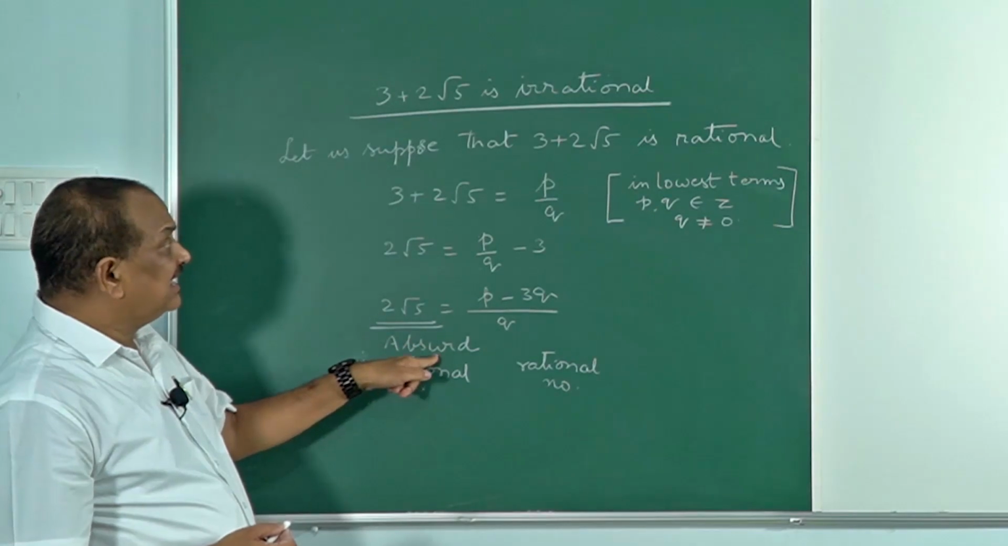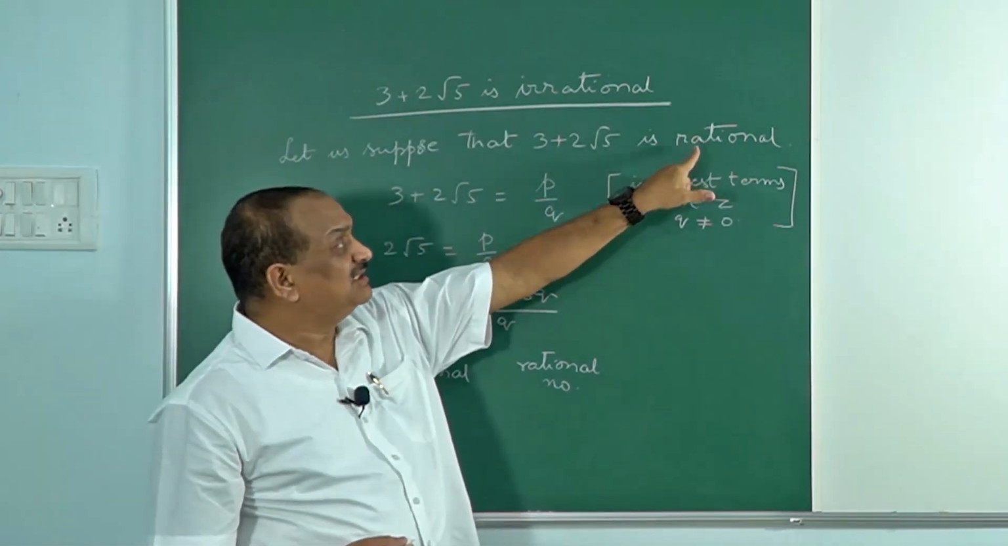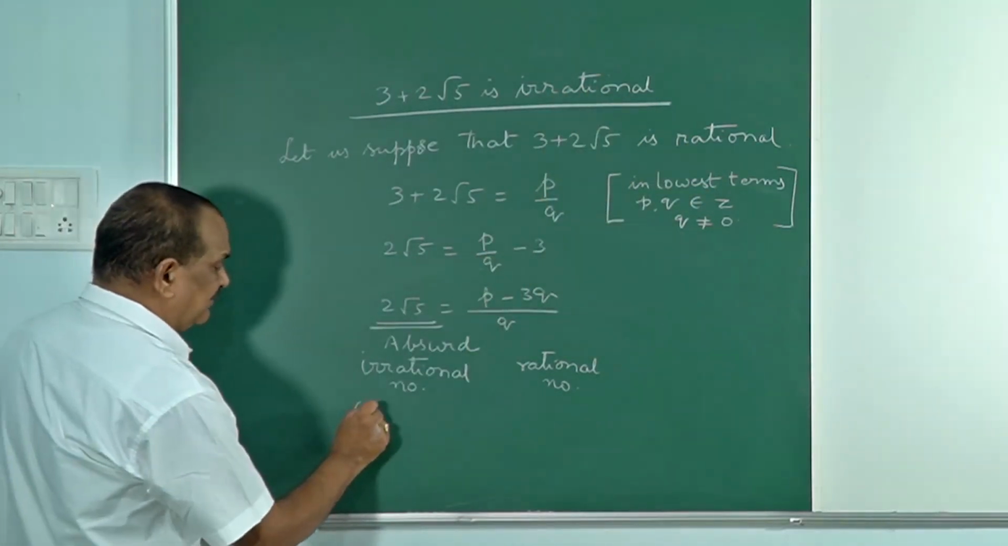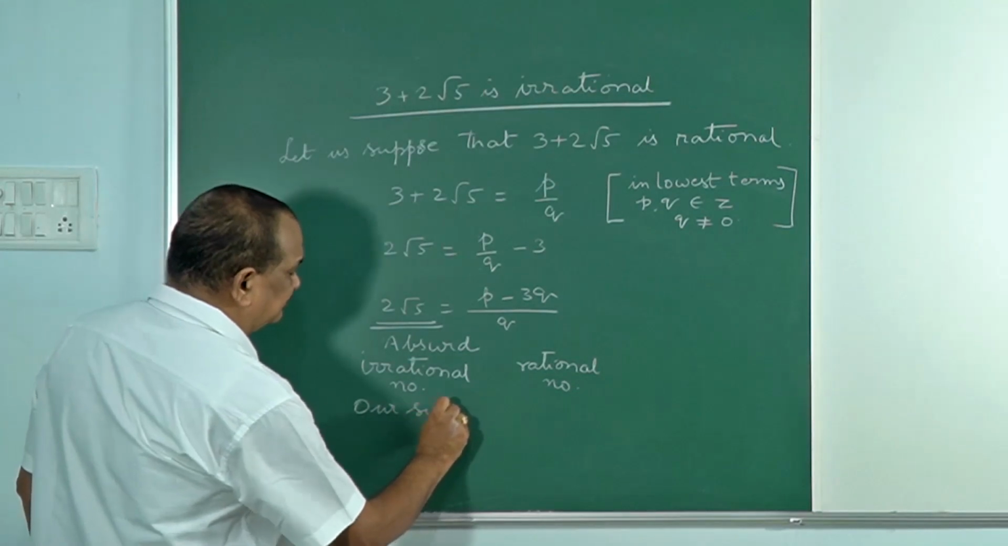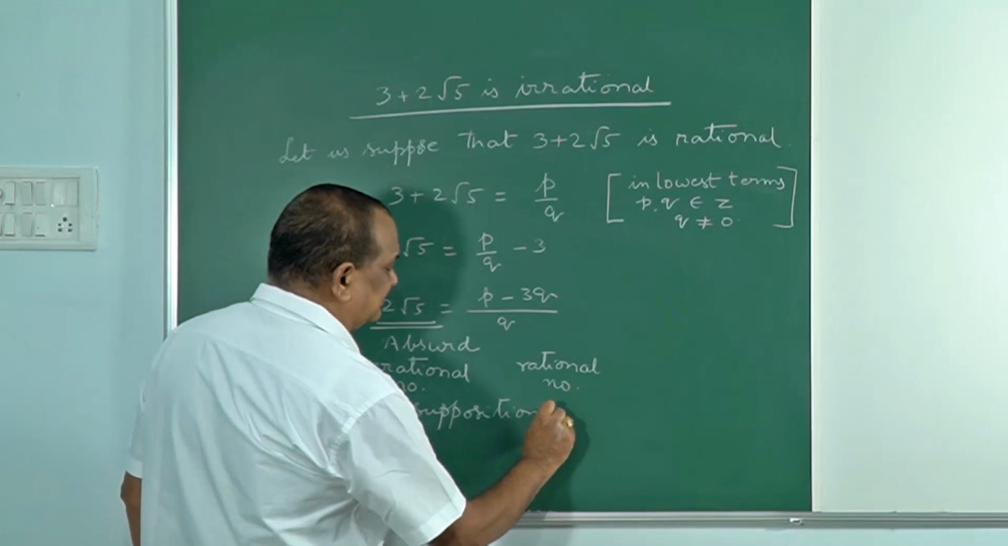Because this is an absurdity, our supposition is false. And this is our supposition. This is not correct. Therefore this is correct. Okay. So our supposition is false.